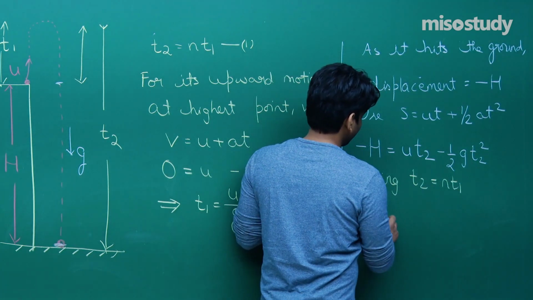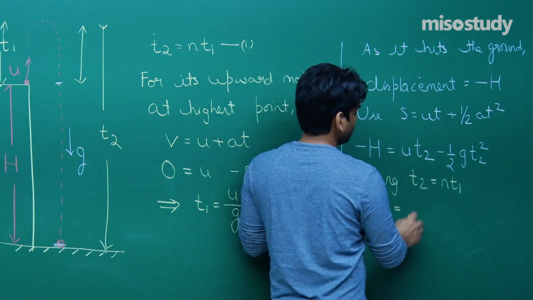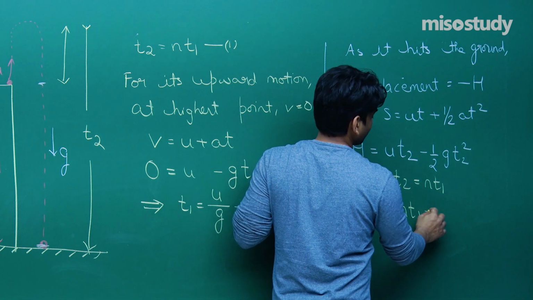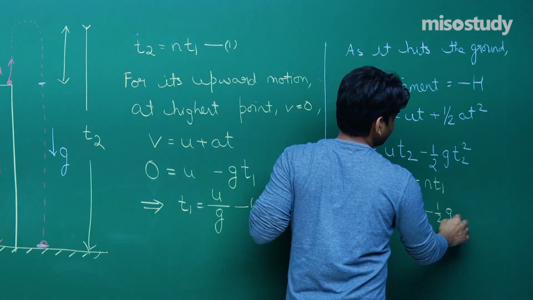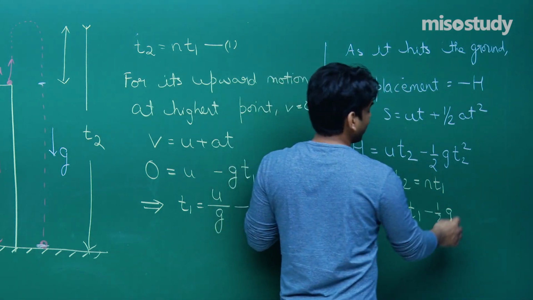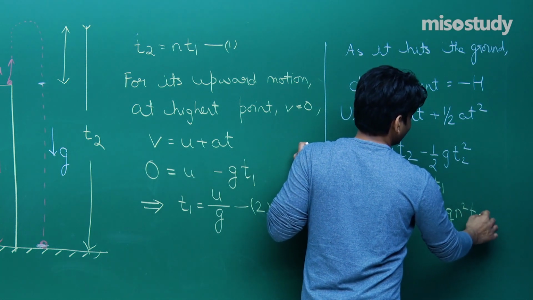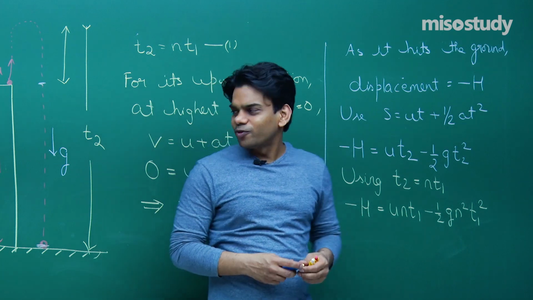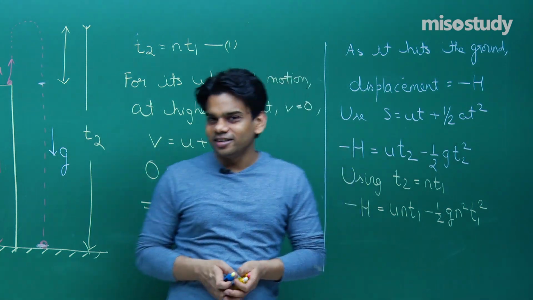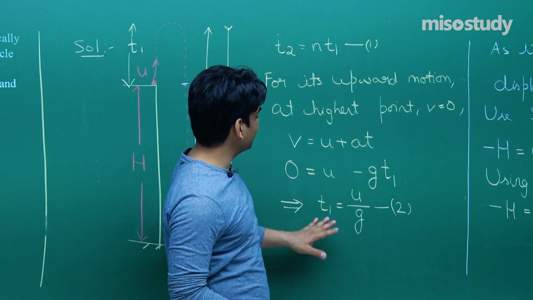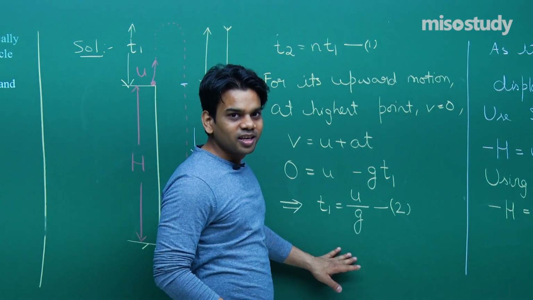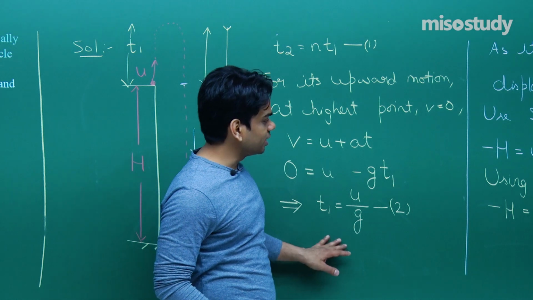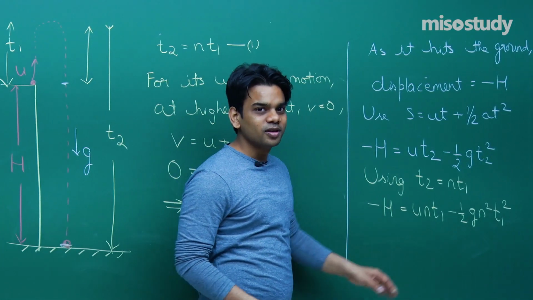We are going to get minus h is equal to u into, instead of t2 use n t1, minus half g, and t2 whole square, that will be n square t1 whole square. You can substitute the value of t1 that we have already evaluated. You can see here in the equation, t1 goes to u by g. Can we substitute the value of t1 from u by g here in equation number 2 and put that value here? See what we are going to get.